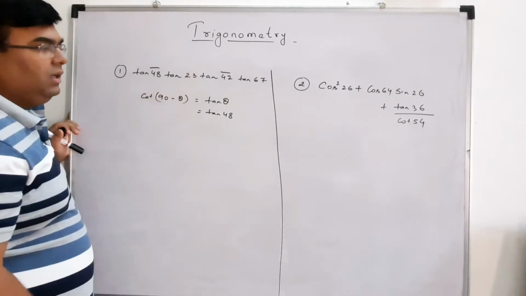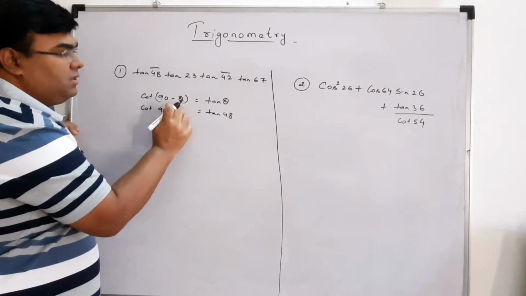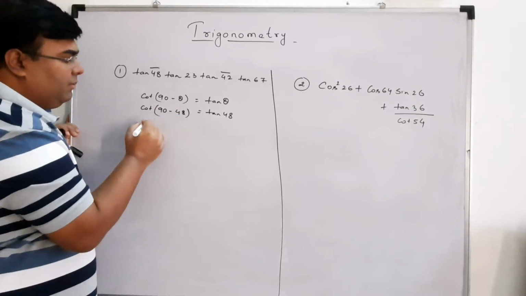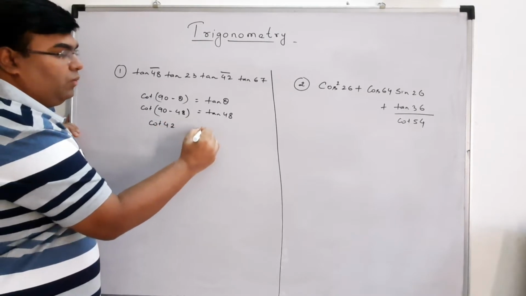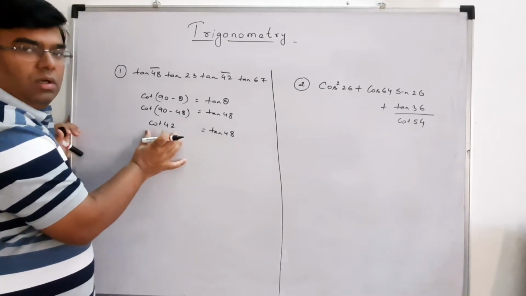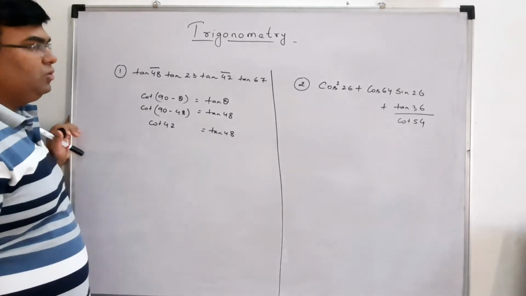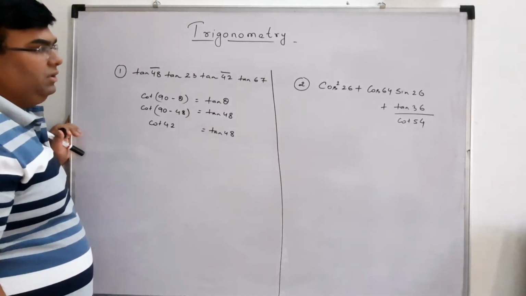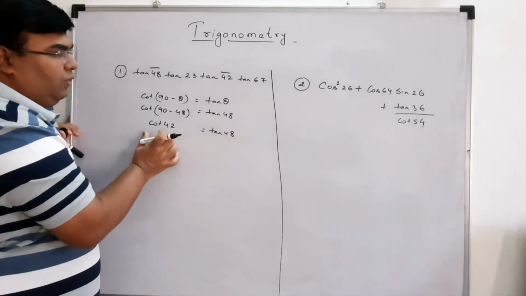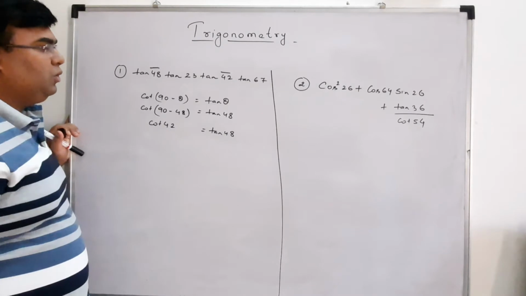Suppose I am going to change this tan 48. So how can you write it? Cot of 90 minus this 48, which will become 42. So in this way we have got tan 48 is equal to cot 42. Here the reciprocal formula will not work, so tan 48 is equal to cot 42. After that we will use the reciprocal formula.